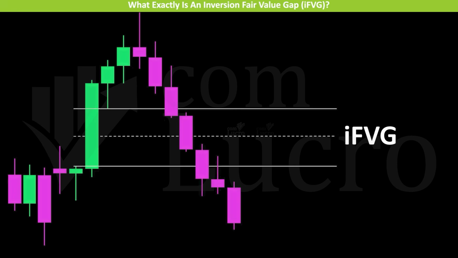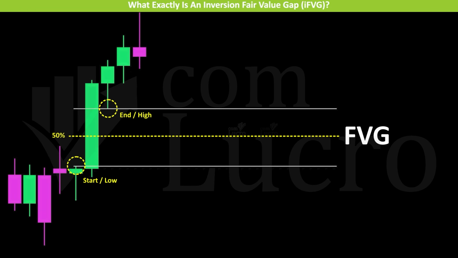To mark the midpoint manually, simply measure the range of the gap from its low to its high, and identify the 50% level directly on your chart without relying on any indicator.